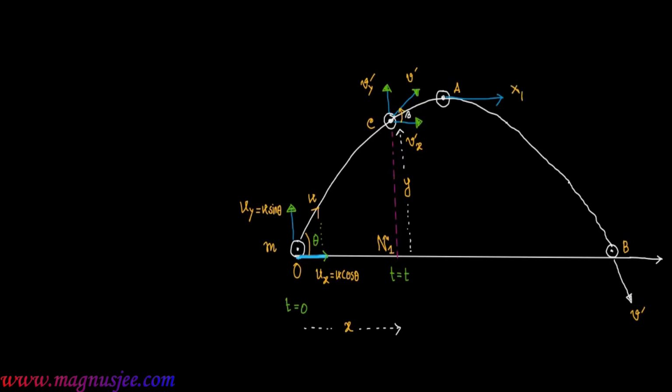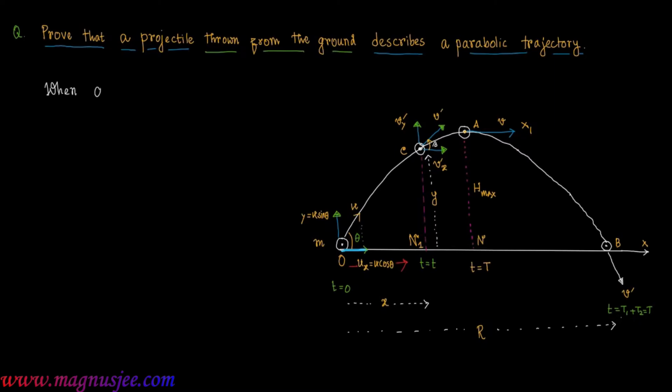When the projectile is at the highest point A, the projectile has the velocity v along the tangent A x1, and we can draw a normal A n on the ground at time t equal to capital T1. Capital T1 is the time of ascent, that is the time taken by the projectile to move from O to A. Hmax is the maximum height attained by the projectile at the highest point A. Now we can denote the horizontal range of the projectile. Capital R is the total horizontal range of displacement of the projectile when the projectile moves from the point O to P after describing the parabolic trajectory.